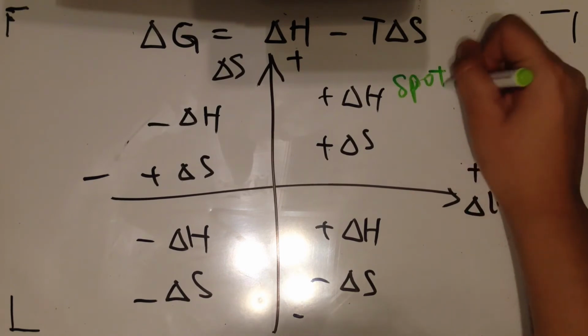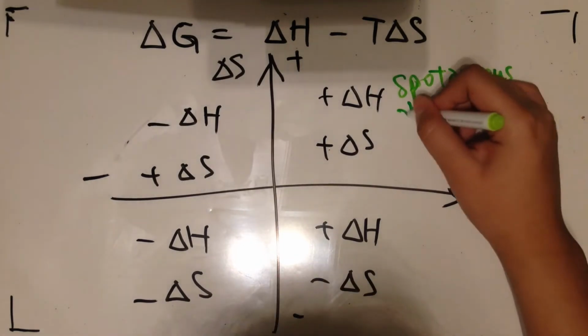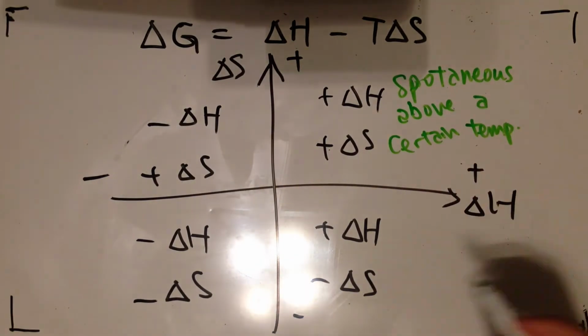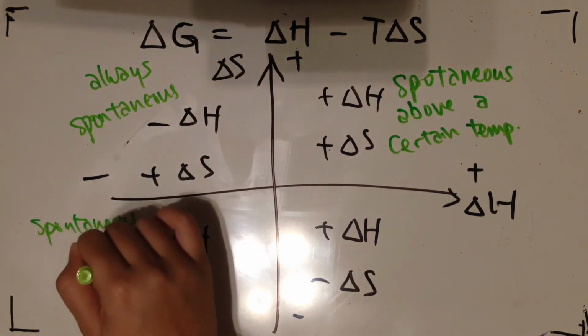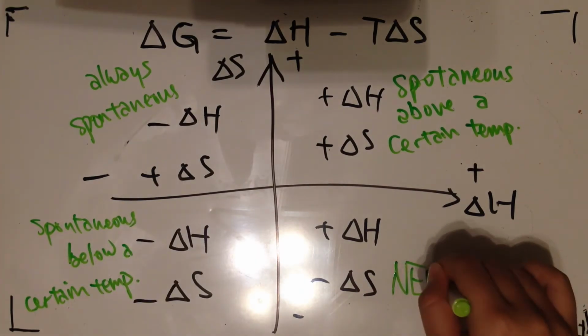And so we have this graph of spontaneity. In the first quadrant, reactions are spontaneous above certain temperatures. In the second quadrant, reactions always take place. In the third quadrant, reactions are spontaneous below certain temperatures. And in the fourth quadrant, nothing happens.